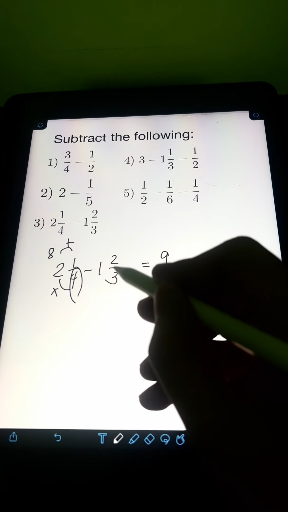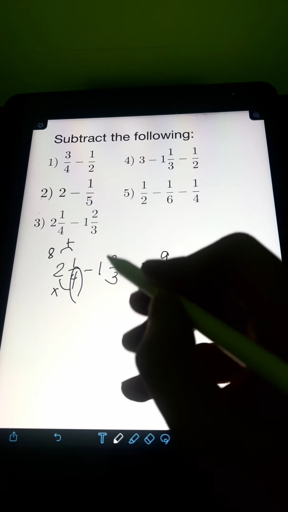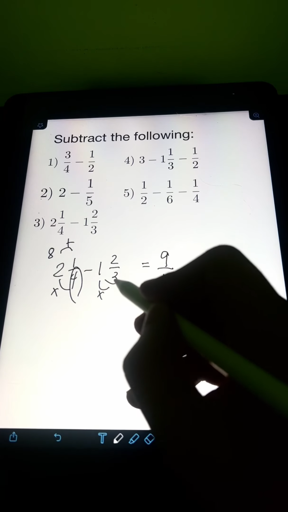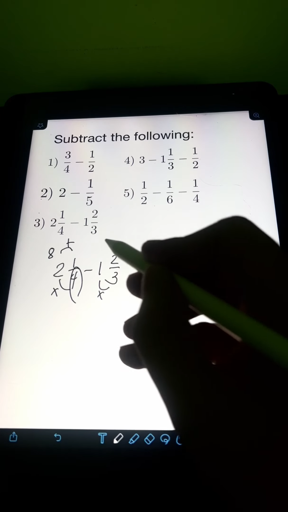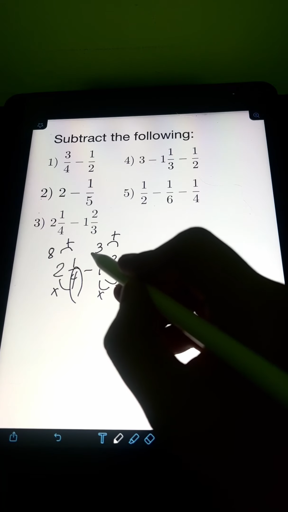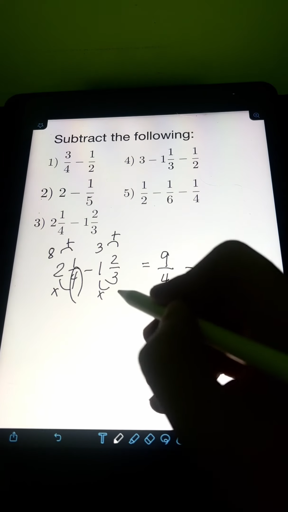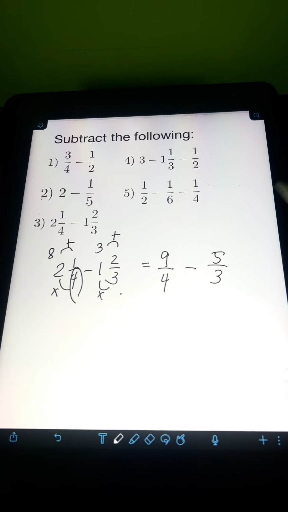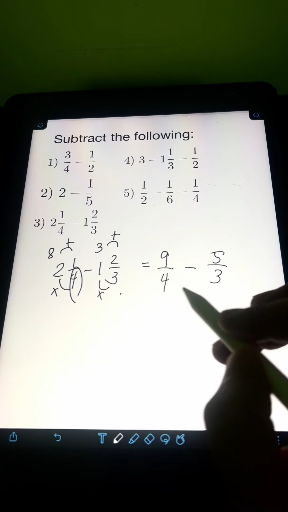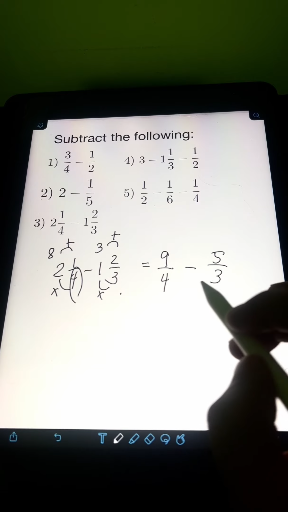Then minus 1 and 2/3 transform to improper fraction also. So multiply whole number times the denominator. 1 times 3, that's 3. Then add the product to the numerator 2. So 3 plus 2, that's 5. Then over the same denominator of 3. So again, we are subtracting two dissimilar fractions. They have different denominators, 4 and 3.